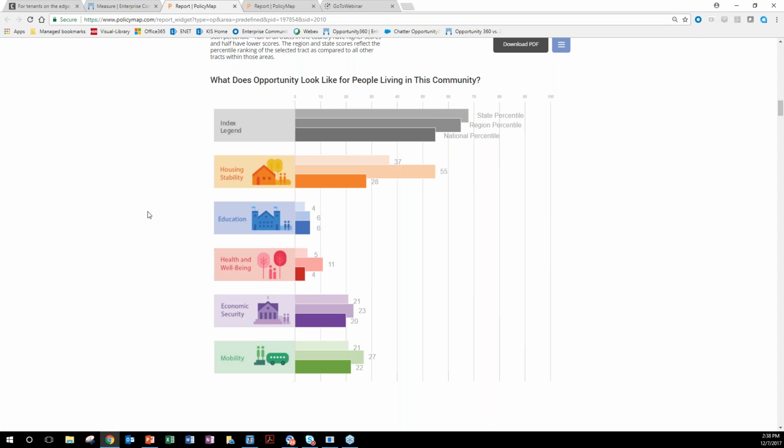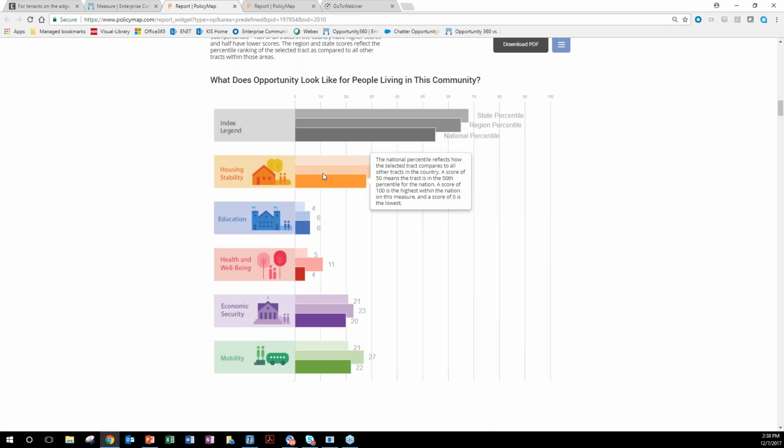Each one of those categories has about 5 or 7 really high-priority metrics that capture that particular realm. So if I were looking at this, I would say we're doing okay in terms of housing stability, especially as it relates to the overall region of South Florida. But still, not great in terms of how we compare to the rest of the country.